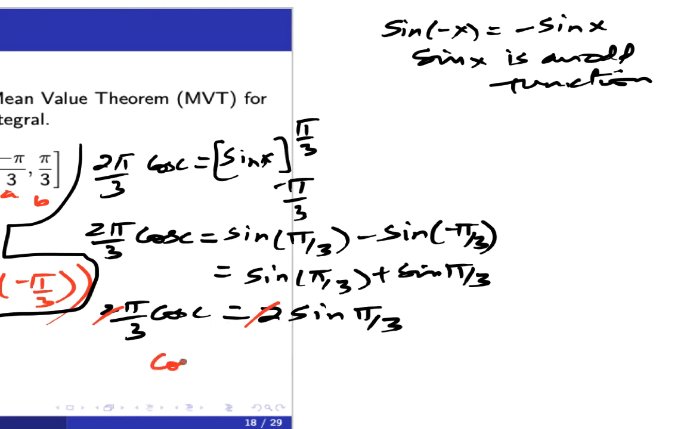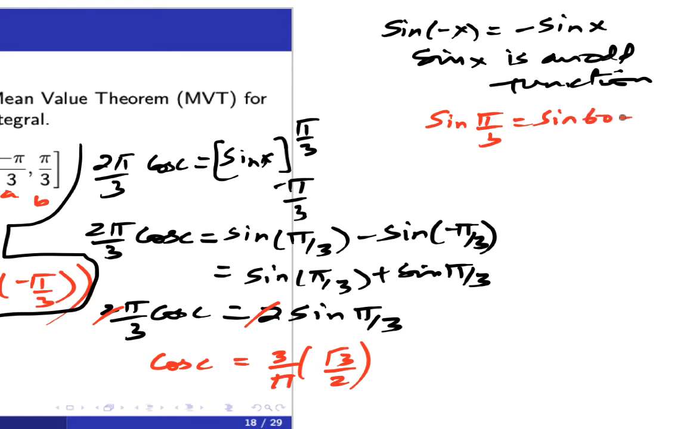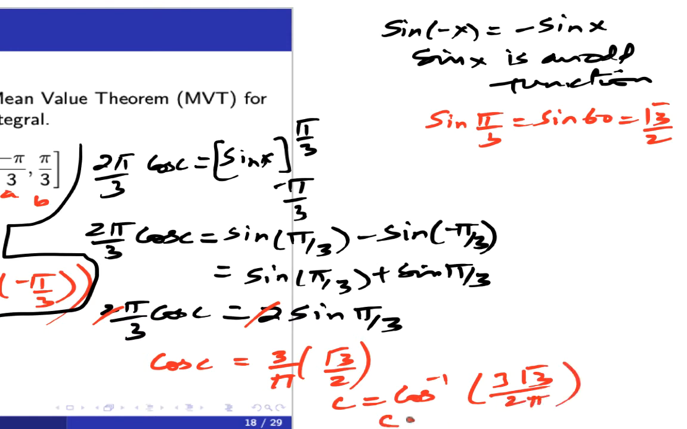What do we have? Cosine c equals 3 over pi sine pi thirds. Now if you remember, sine pi thirds is sine 60, which is square root 3 over 2. Now you are just going to use your calculator, and c equals cosine inverse of 3 root 3 over 2 pi, and your c will be approximately plus or minus 0.5971. So that's how you apply the mean value theorem for integrals.